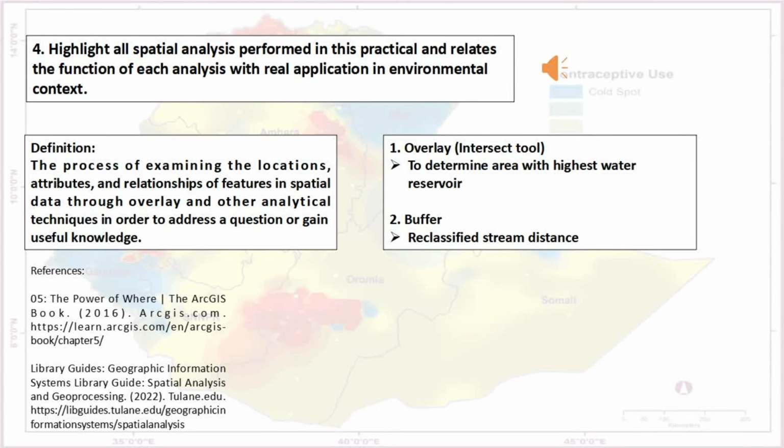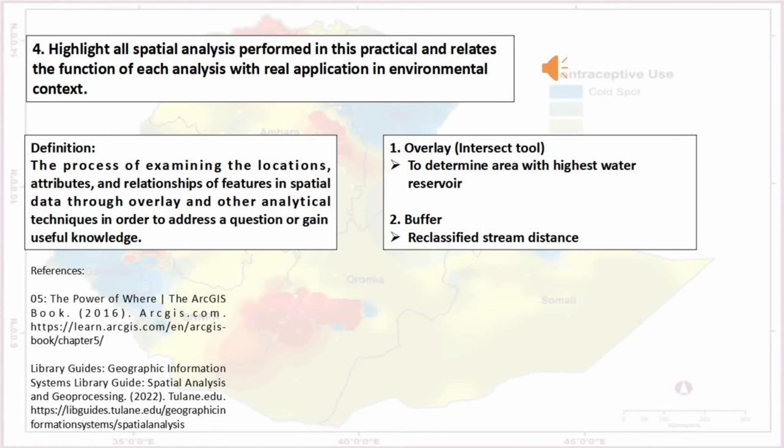Practical highlight question number 4. Highlight all spatial analysis performed in this practical and relate the function of each analysis with a real application in the environmental context. The definition of spatial analysis is the process of examining the locations, attributes and relationships of features in spatial data through overlay and other analytical techniques in order to address a question or gain useful knowledge. The first real application in the environmental context is by using the intersect tool.